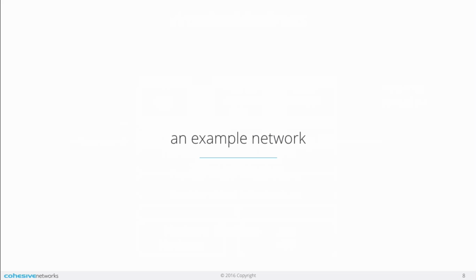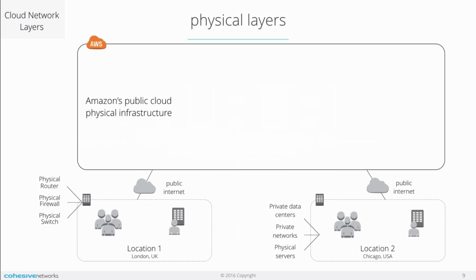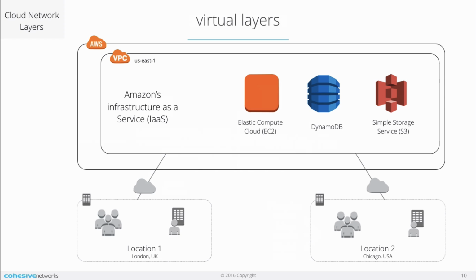So then to put that stack in a network example, start again with the physical layer. So in London, that's your physical routers, firewalls, and switches. And over in Chicago, it's a private data center, private networks, physical servers. They both connect through the public internet to Amazon's public cloud physical infrastructure. So that's the data center's walls and physical server racks that Amazon owns.